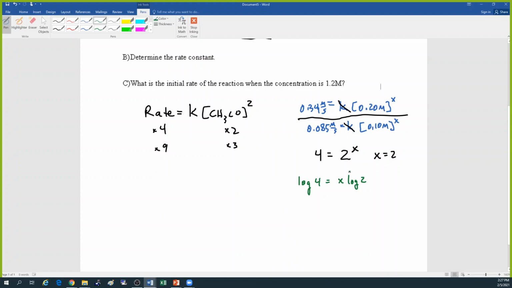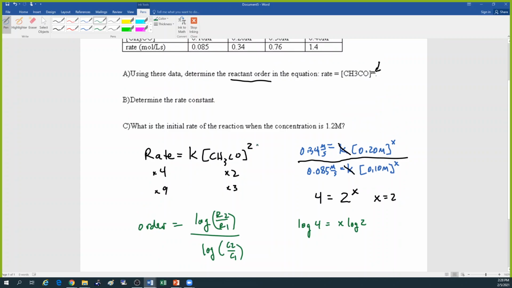Now, did we have to in this case? No, because it was obvious. But I can generalize this. Anytime you want to find the order, you can always take the log of the ratio of the rates and divide it by the log of the ratio of the concentrations. That will automatically do what we just did by dividing these two equations.